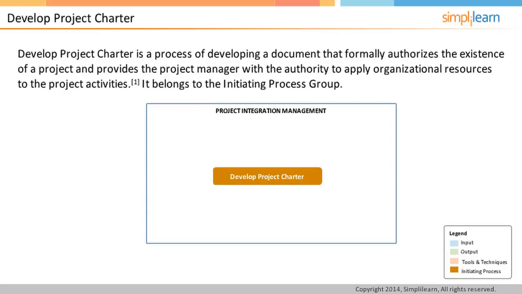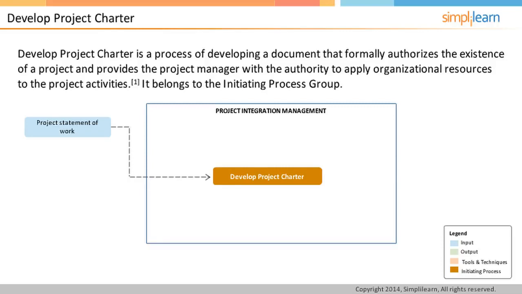The first input is the Project Statement of Work. This is created by the project sponsor or the customer, describing their needs, project scope, and how the project fits into their strategic goal. If the project is taken up under a contract, the request for proposal, that is, RFP, can be considered as the Project Statement of Work.